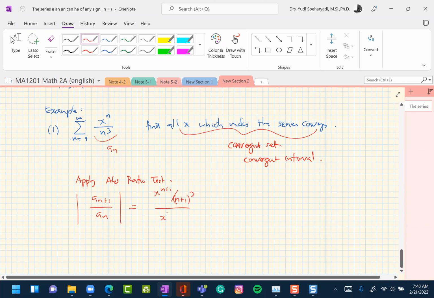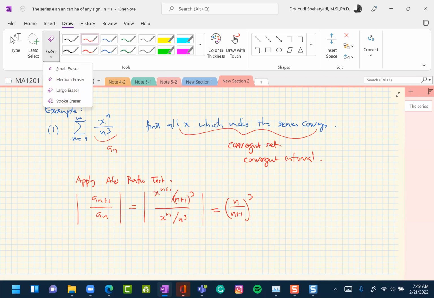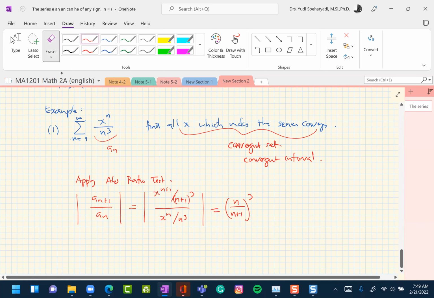Over x to the n. There. And then you have this. And the absolute value goes only to this one. Well, you have x to the n plus one over x to the n. Okay, so now you just have x.